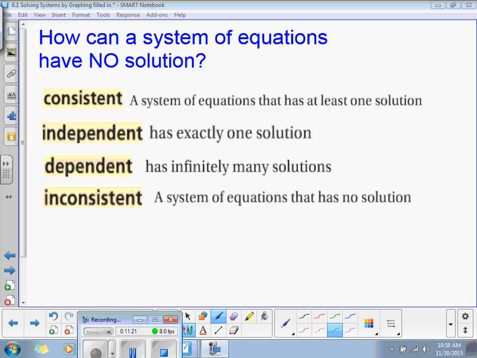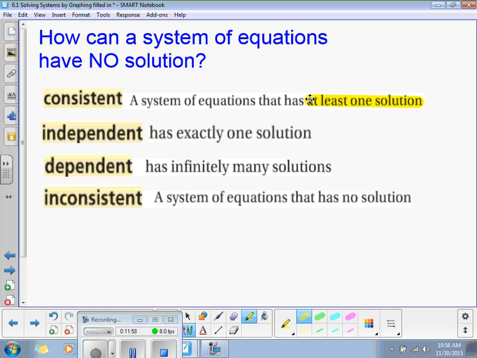So, here we want to know, and we actually discussed this before we were recording. Here it says, how can a system of equations have no solution? Well, this is more terminology. This is a consistent system of equations. If you have a consistent system of equations, then that is a system of equations that has at least one solution. That means one or more, right? At least means one or more.